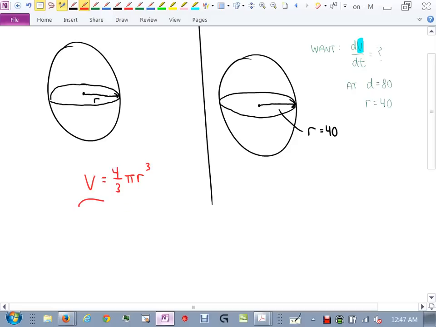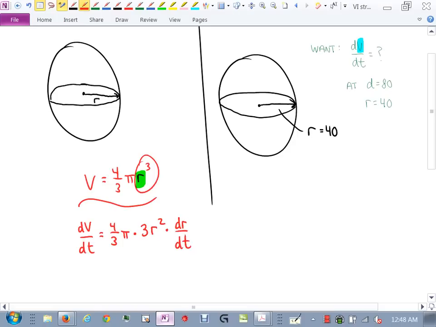So now I'm ready to differentiate with respect to time. So dV/dt is equal to, now 4/3 pi is a constant, 4/3 pi, and then times the derivative of the radius cubed. So chain rule and power rule. So power rule, 3 comes down, r gets squared. Then times the derivative of what was inside. The derivative of what's inside is r. So now what's the derivative of r? Well, with respect to time, it's dr/dt.